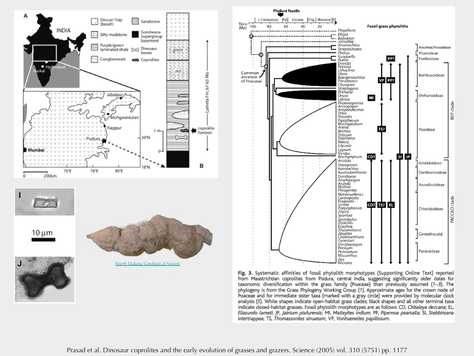But you can find these phytoliths inside coprolites. Since they're characteristic of different groups of grasses, you can say, oh, I found this phytolith in this coprolite. That means that this animal was eating this group of grasses at the time period it was found. So again, a way of figuring out ancient behavior and diet from tens of millions of years ago.